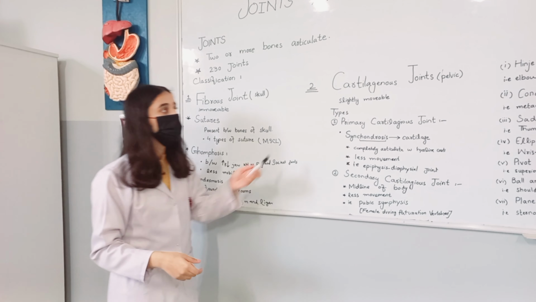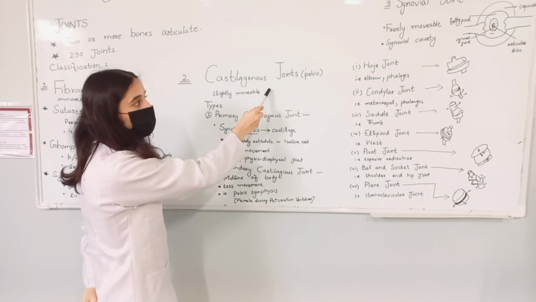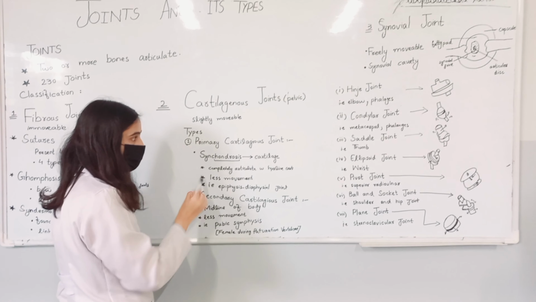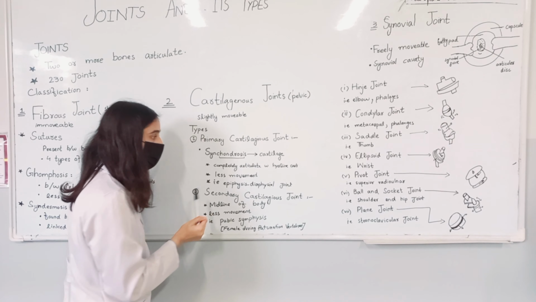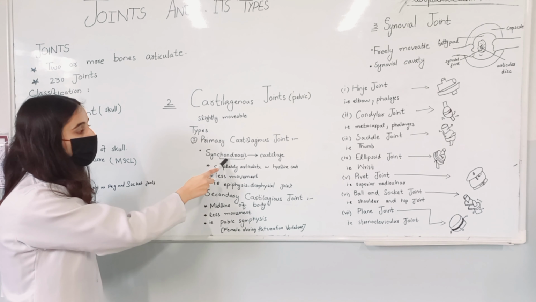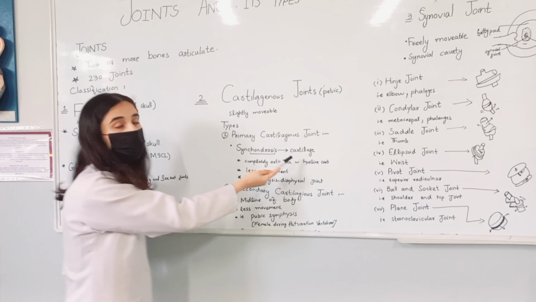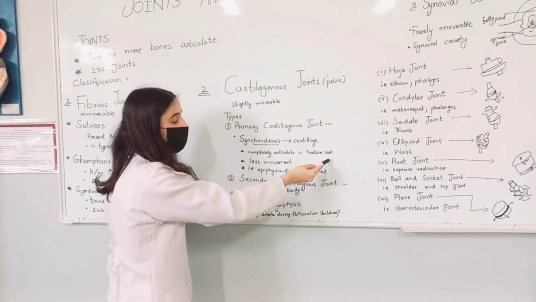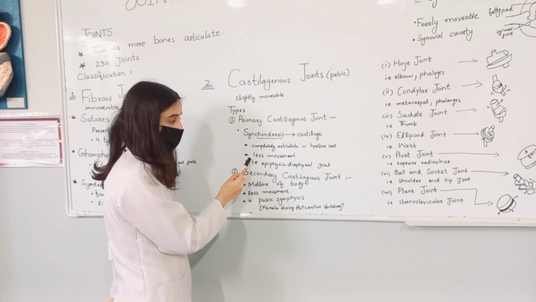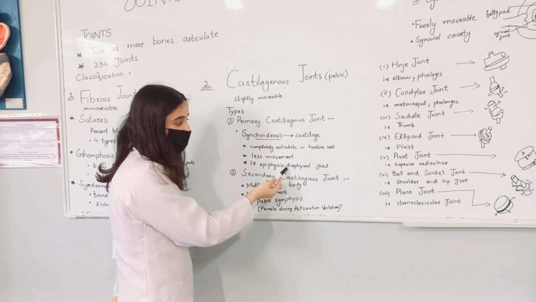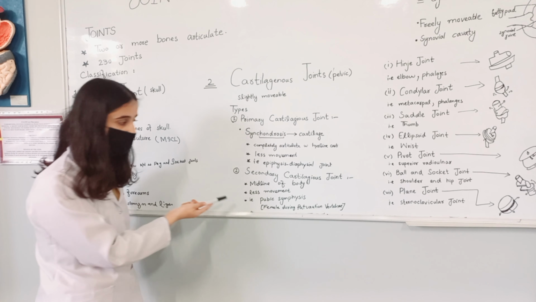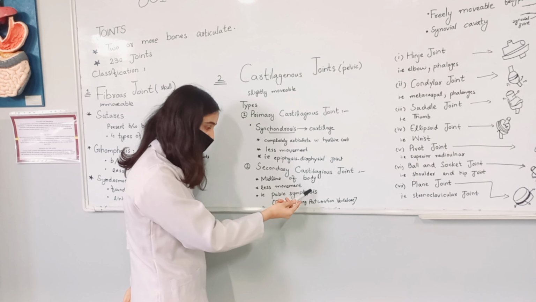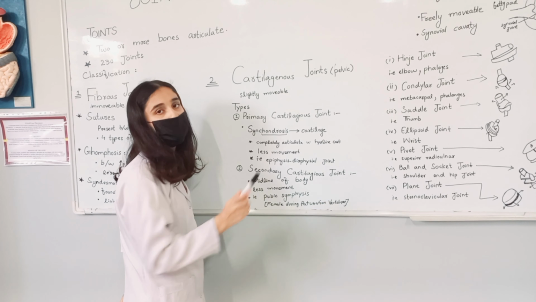Then cartilaginous joints. They are basically pelvic joints. They show slight movement. They have two types: primary cartilaginous joint and secondary cartilaginous joint. First, synchondrosis. The word chondrosis means cartilage. It has complete articulation with hyaline cartilage. It shows less movement. Its example is the epiphyseal diaphyseal joint. Then secondary cartilaginous joints. They are present in the midline of the body. They show less movement. Pubic symphysis is its example.